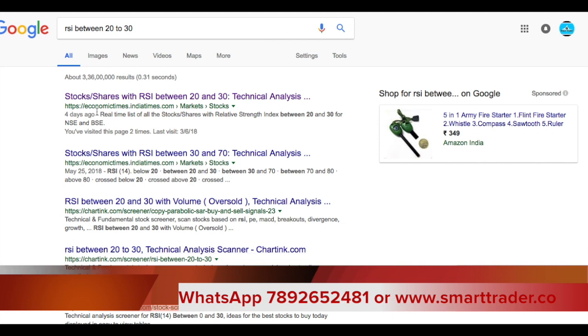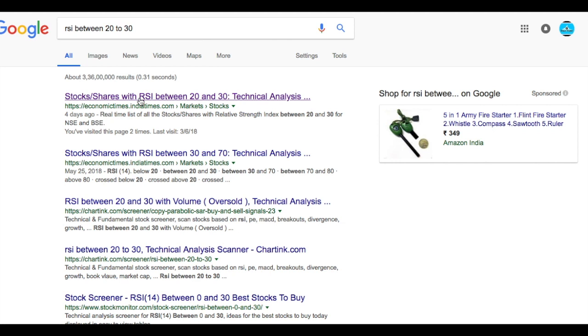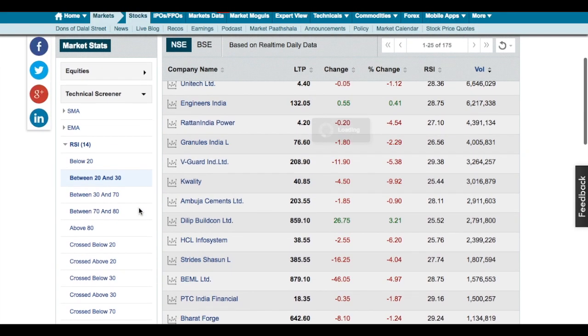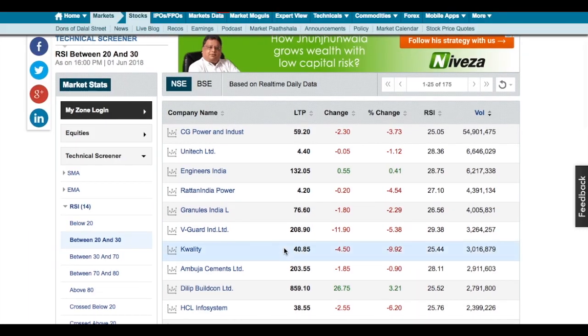and then you can take your own decisions. I always go to Economic Times, as you know, my best website. So RSI between 20 to 30, that is Economic Times itself. It will take you directly to the section of RSI between 20 and 30. These are the stocks whose RSI is between 20 to 30 on a daily basis. This is not 10 minutes or 1 minute, this is on a day basis.